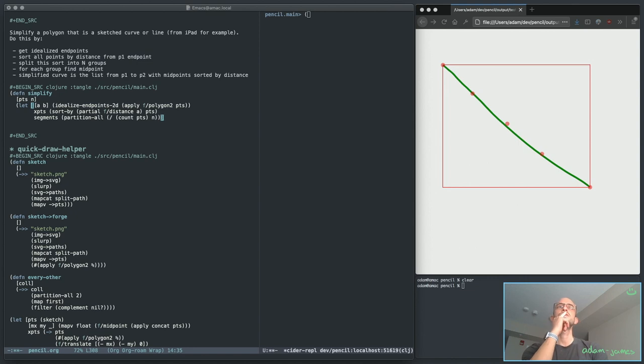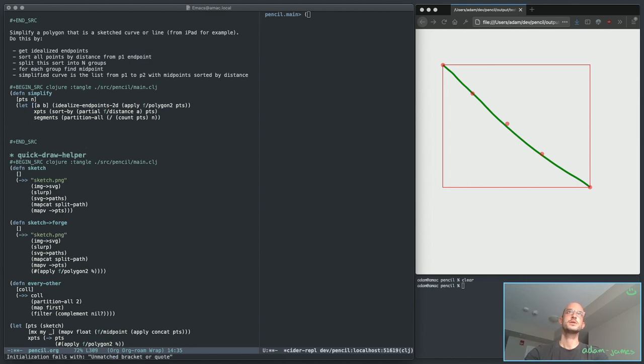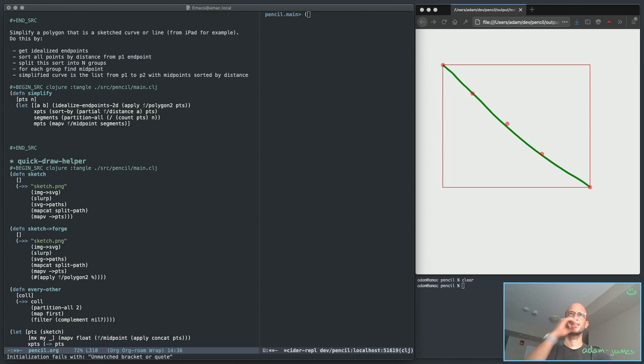Then all I need to do is, m points here is just map v f slash midpoint over segments. Okay, that's the midpoints. Then I believe all I really need is to return into a vector.